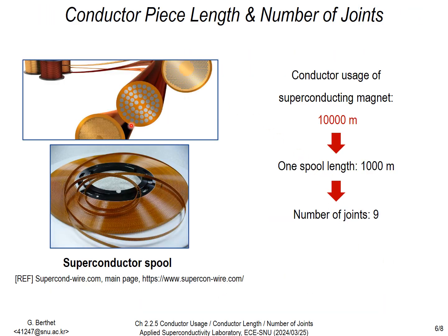Superconductive wires and tapes are produced with a certain length, so they are sold in spools like the one on the left-hand side. This is the conductor piece length. Taking as an example a magnet that needs 10,000 meters of conductors and the spools produced are 1,000 meters long, we would need 10 spools requiring 9 joints to make the magnet.